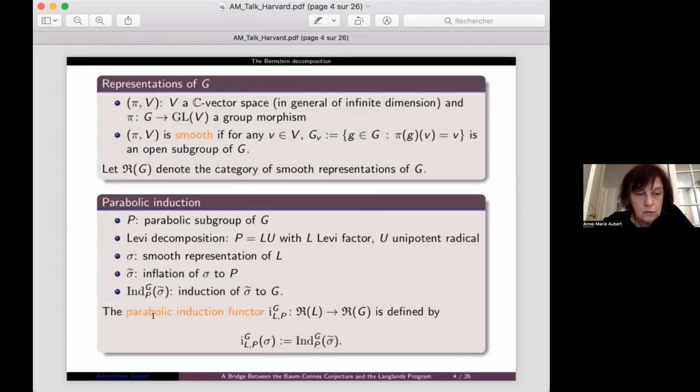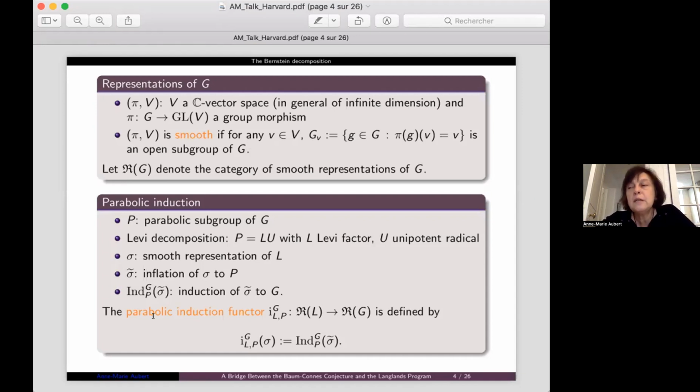So this is the structure of a group, and we are interested in representations. So what are representations? I will denote them by (pi, V). So pi is a group morphism from G to GL(V), where V is a vector space. In general, it is of infinite dimension. And we will be more interested in the representations which are smooth. Smooth means that the stabilizer of any vector of a representation is an open subgroup. And I will denote by R(G) the category of smooth representations of G.